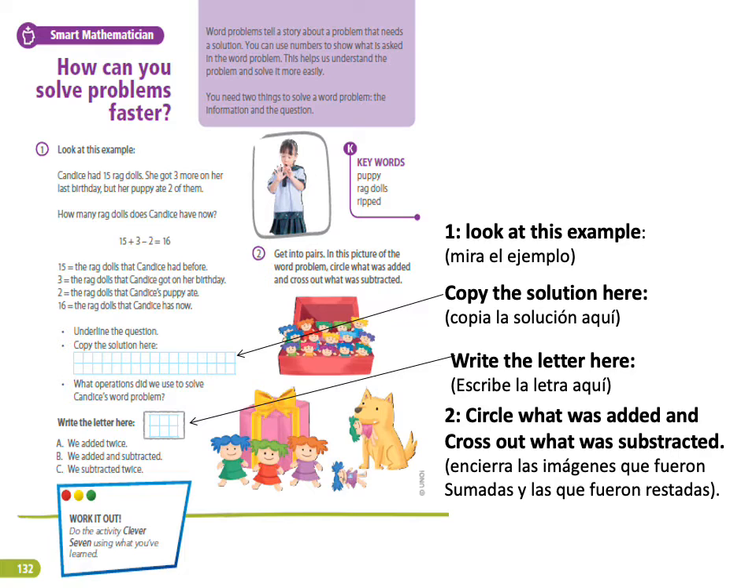Finished? Okay. Exercise number 2. Get into pairs. In this picture of the word problem, circle what was add and cross out what was subtract. So like we are not in the school, you're going to do it by yourself. In this picture, look at the pictures and circle what was add. So what do we say that was? Plus. And cross out what was subtract.